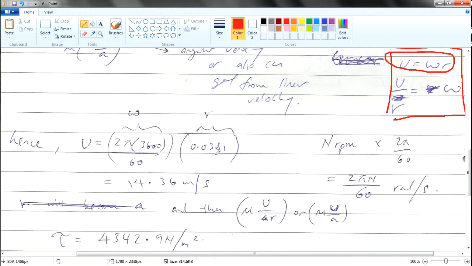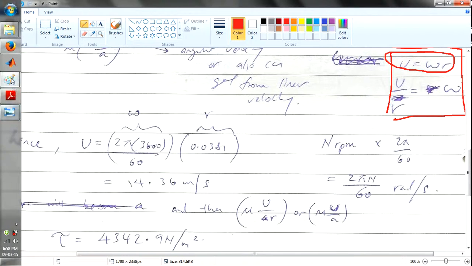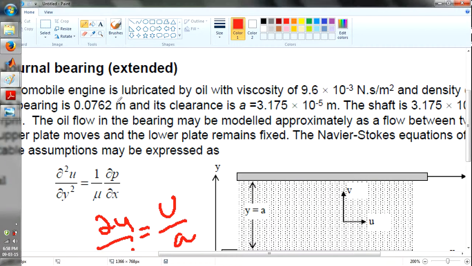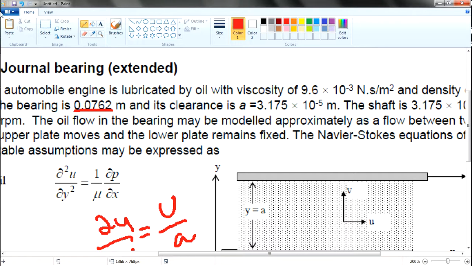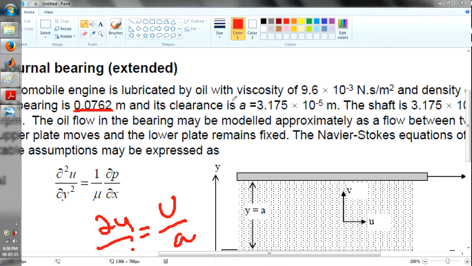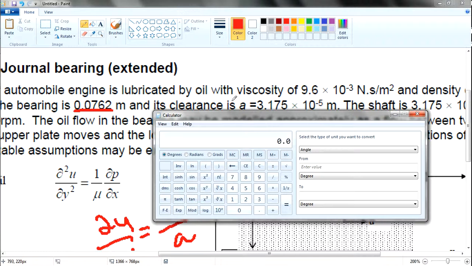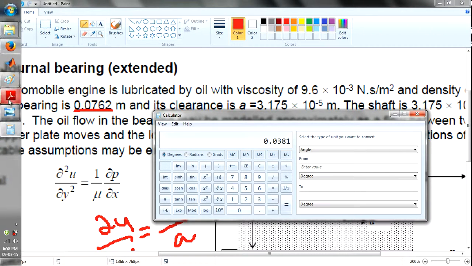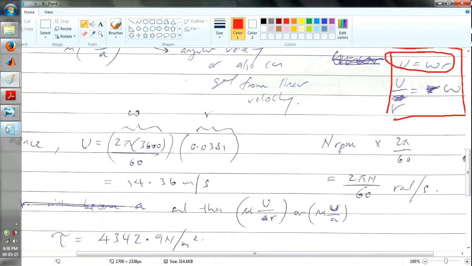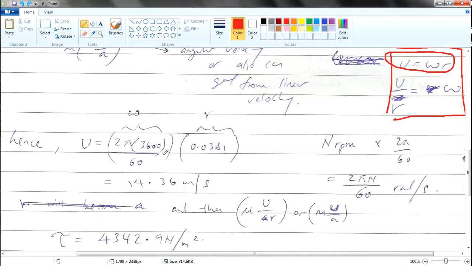In this case it's the radius, so you need to divide it by 2. So 0.0762 divided by 2, I have 0.0381, which is reflected over here, 0.0381. And then the omega is 2 pi times 3600 divided by 60.